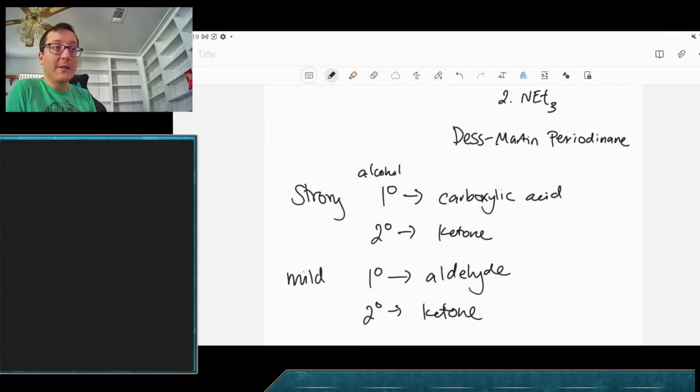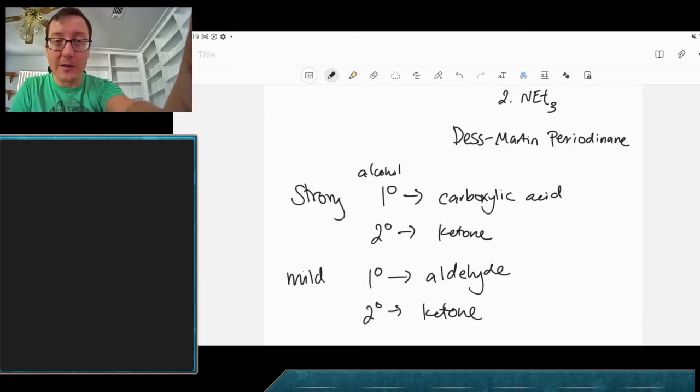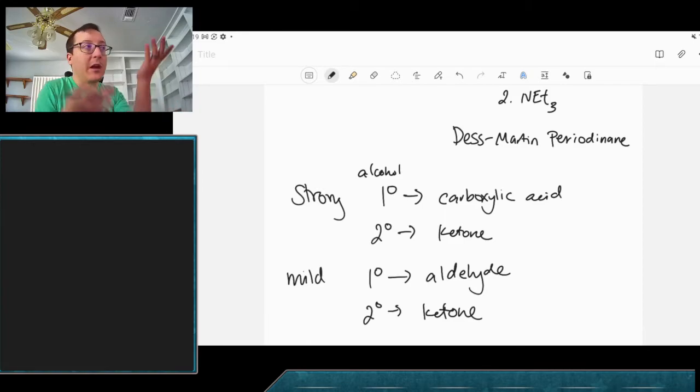The reason that we are interested in these mild ones is because sometimes we want an aldehyde instead of a carboxylic acid. If we want a ketone, who cares? Do whichever one. Doesn't matter. But if we want an aldehyde, we have to have specifically something that will oxidize the alcohol to the aldehyde, but will not oxidize the aldehyde to the carboxylic acid. And so that's the difference here. So it's important that we have these sorts of things here.